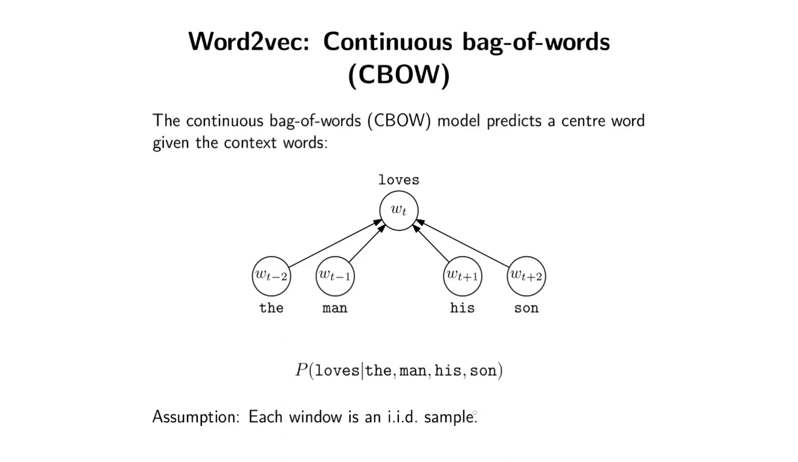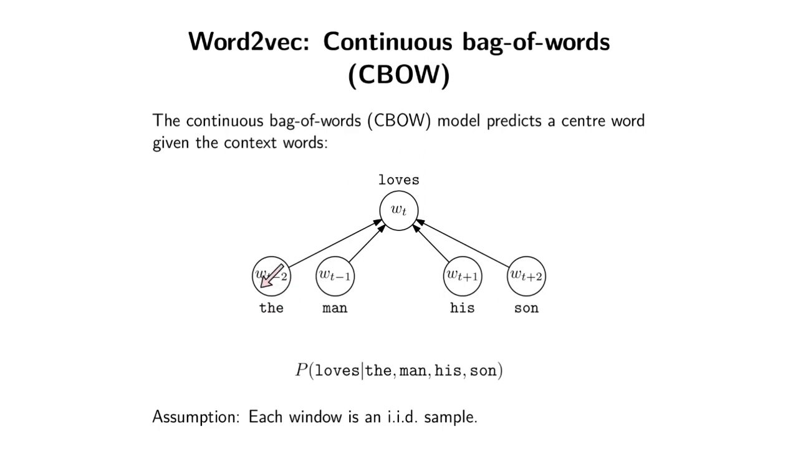Now, CBOW makes two assumptions. The first is similar to skipgram: we slide a window across the data set, and each window can be treated as an IID sample. We also did that for skipgram. The other assumption, which we also made in skipgram, is that we can characterize each of the context words in the same way, regardless of where it occurs as a context word.